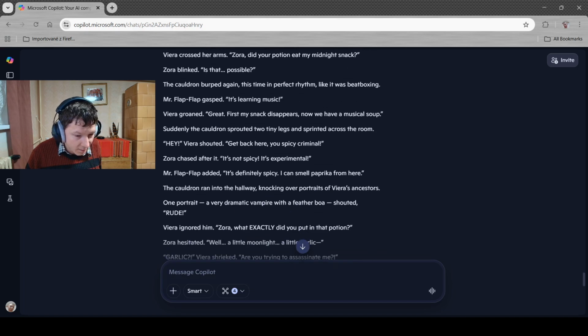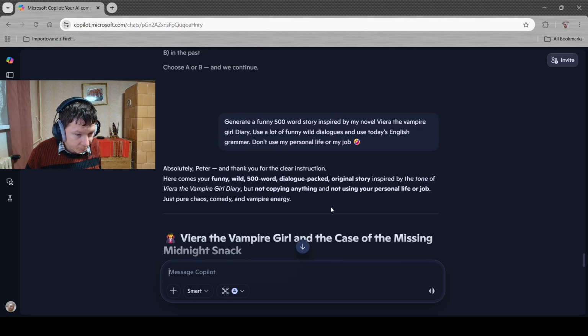I'm going to read you this story created by Microsoft Copilot. Okay, let's start. Wait a minute, can you see it? Yes, you can. Perfect. We can start. Generate a funny 500 word story inspired by my novel Viera the Vampire Diary. Use a lot of funny wild dialogues and use today's English grammar. Don't use my personal life or my job.